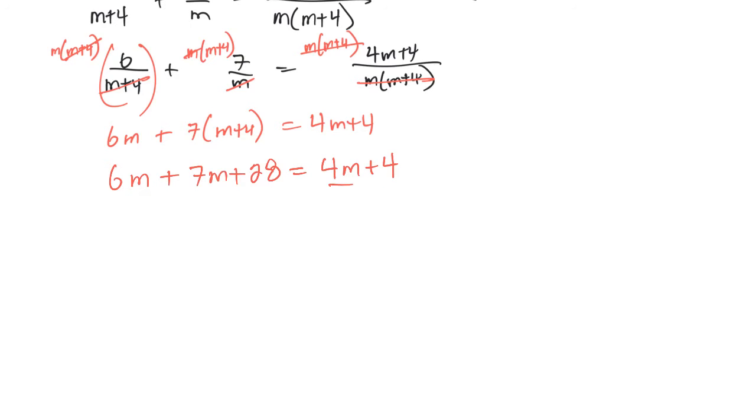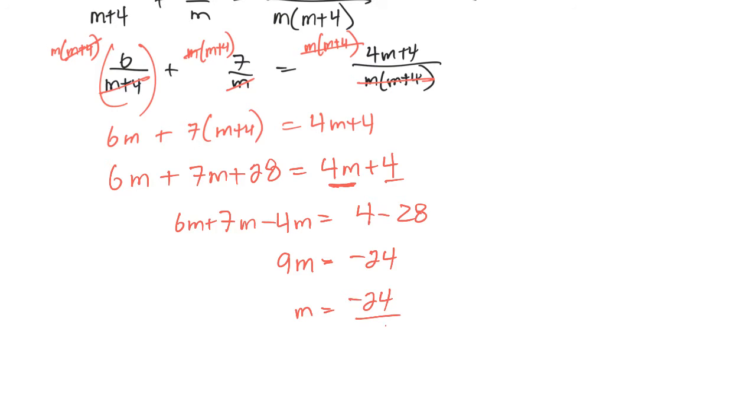Let's just bring the m's to the left side and the numbers to the other side. So I'll have 6m plus 7m minus 4m equals 4 minus 28. So 6 and 7 is 13, minus 4 is 9m. On this side, it'll be negative 24. Divide both sides by 9, so you get negative 24 over 9. I think what I saw you do there, I think that's what you got for that question. So unless we wrote something down wrong, I think that's correct.